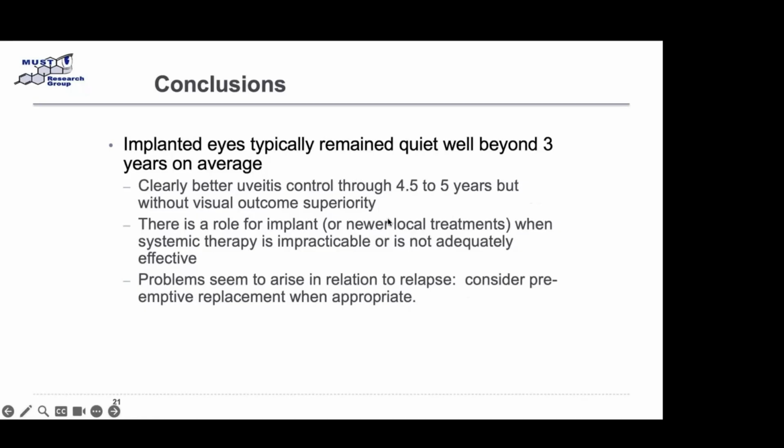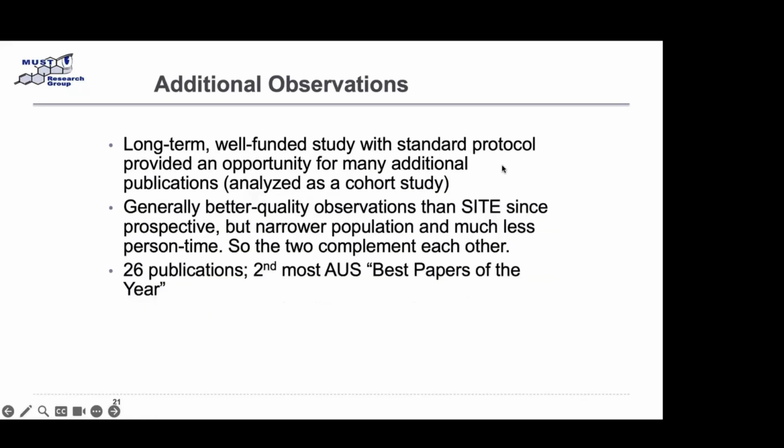And so the implant really was better than people thought. So it provided a lot of opportunities to do a cohort analysis and look at other outcomes. And so there were 26 publications, maybe one or two more by now. And it has the second most AUS best papers of the year after SIGHT. We have about 50 publications from SIGHT. And so they're kind of complementary.